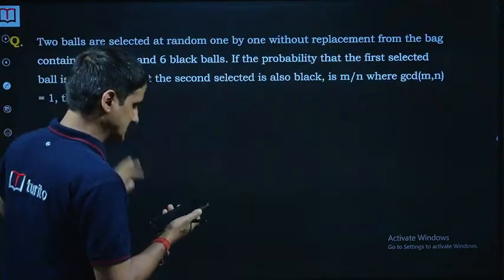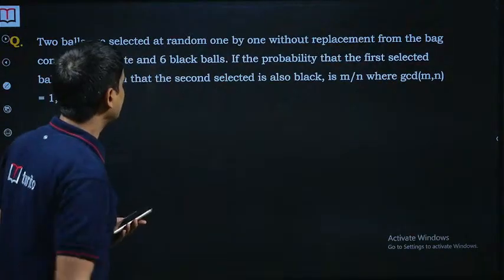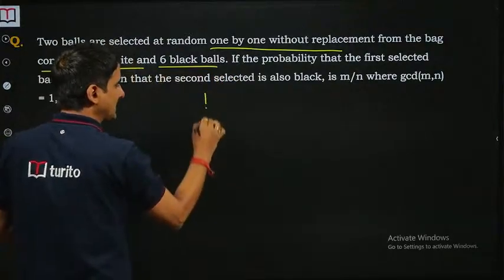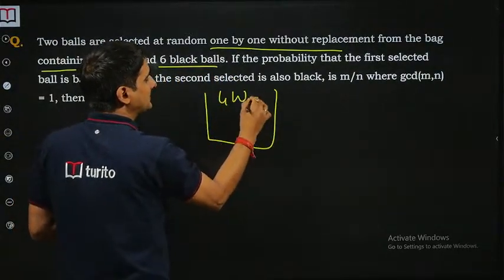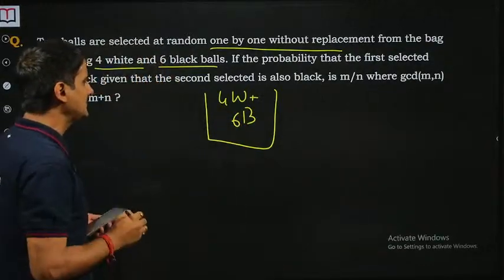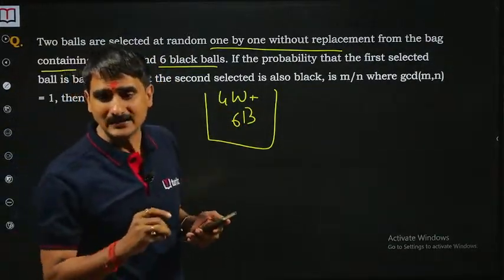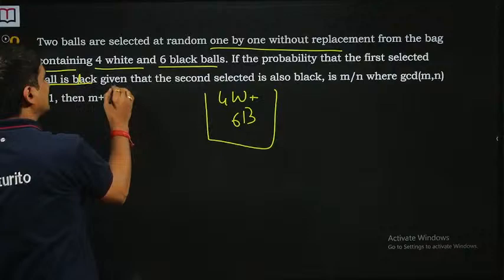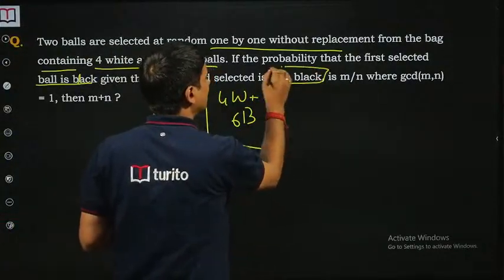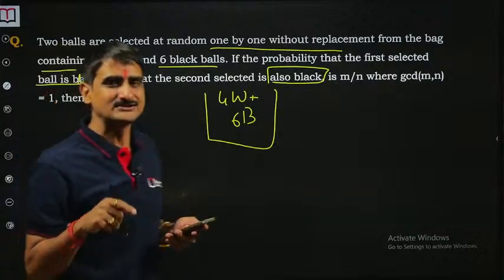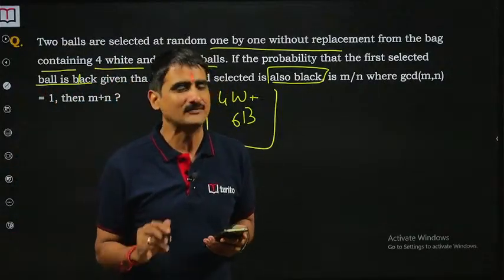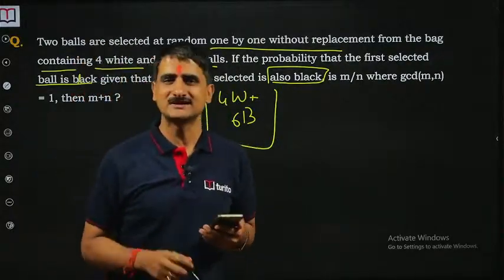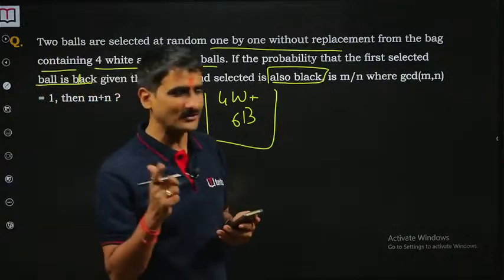Now next is, 2 balls are drawn. 2 balls are selected at random one by one without replacement from the bag containing 4 white and 6 black balls. So a bag has 4 white plus 6 black balls. If the probability that the first selected ball is black, given that the second selected ball is also black, is M by N. Now see, isn't that a question of Bayes theorem, a very important concept in probability, a very anticipated concept as far as examination is concerned, Bayes theorem.